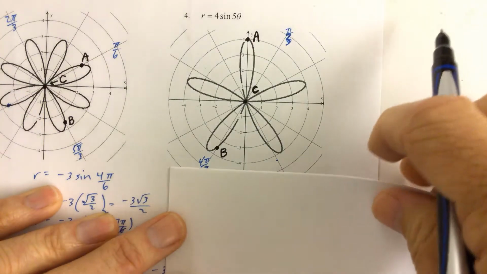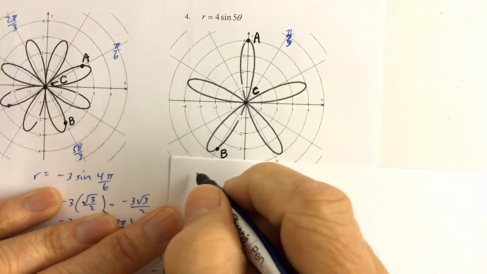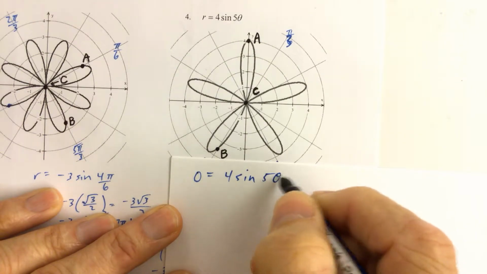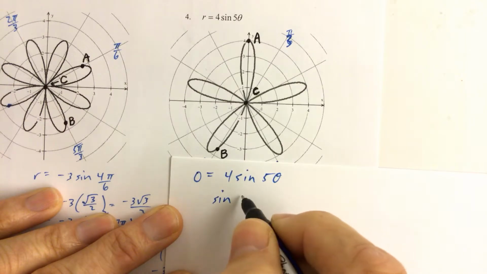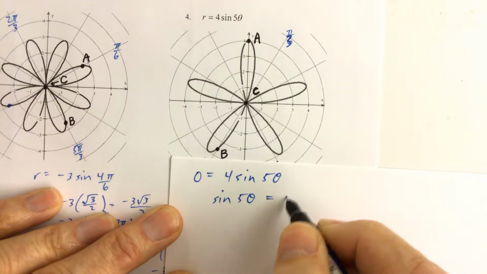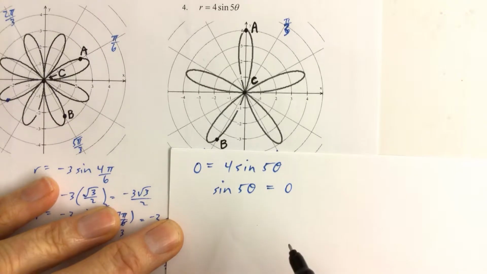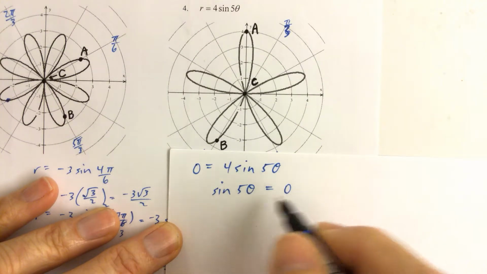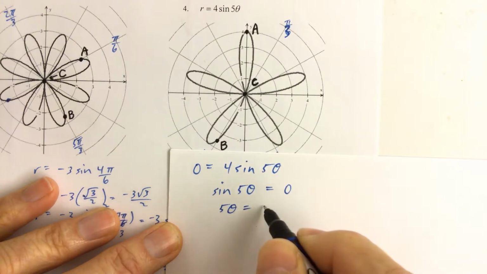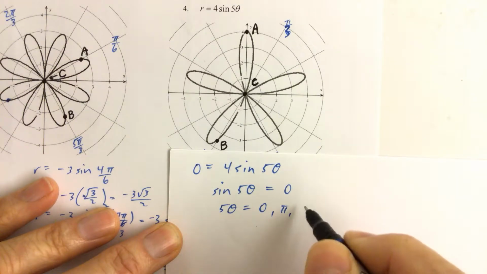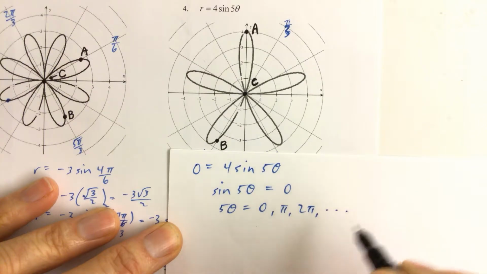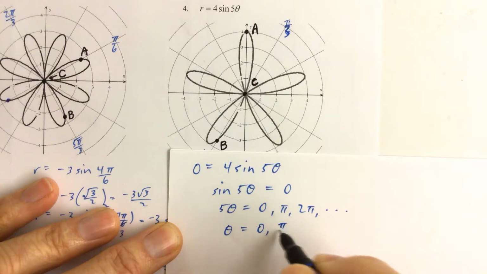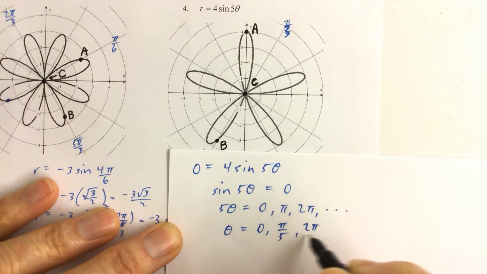And then finally, for point C, we want to set r equal to 0 and solve for theta. I like to write the sine on the left-hand side. Dividing both sides by 4, we know that whenever we take the sine of something and we get 0, that something has to be on the x-axis, either 0, pi, 2 pi, 3 pi, and so forth. And then dividing both sides by 5, we get 0, pi over 5, 2 pi over 5.